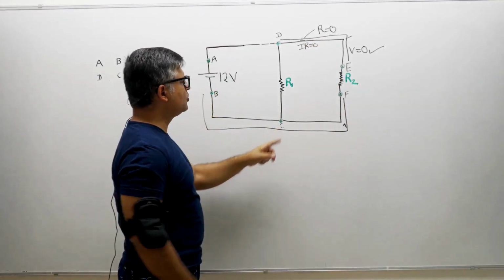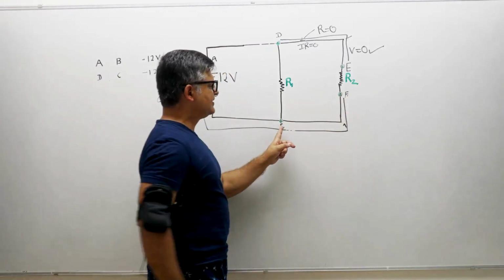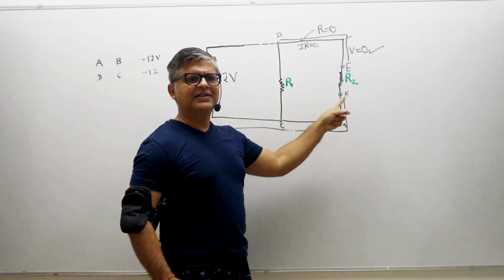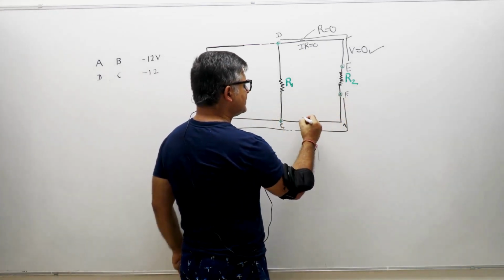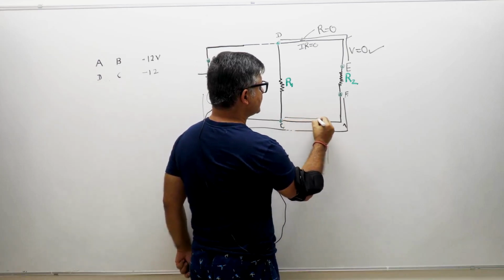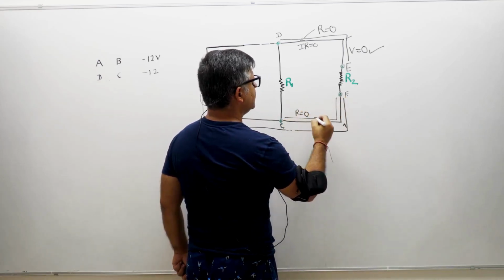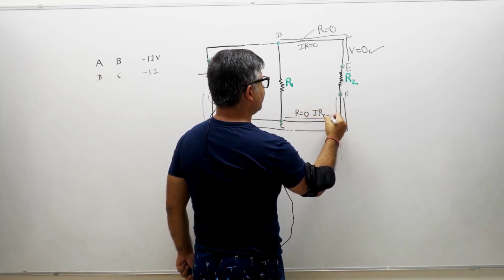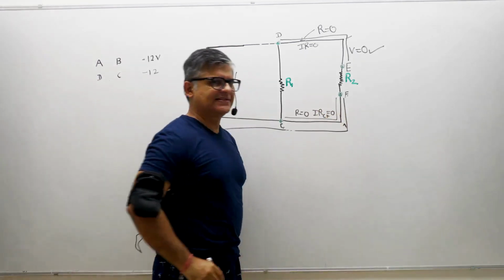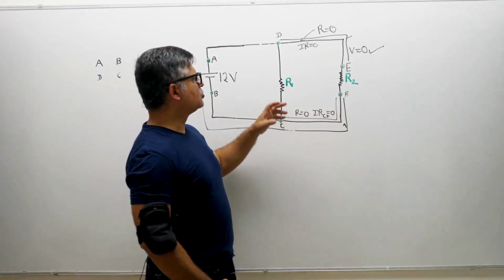Also, if you notice the points C and F, they are at the same potential because there is no resistance. This has no resistance, so the potential drop across C and F is equal to zero. Remember that. So this was easy, right?